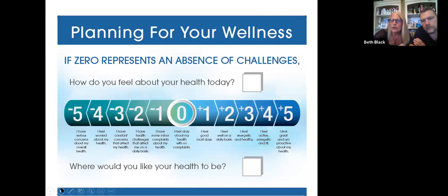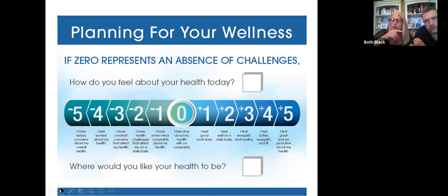So if 0 was the absence of any challenges, and I'm not going to do a poll on this one, but I want you to really poll yourself. If 0 is the absence of any health challenges at all, where do you see yourself right now today? Are you in the minus range? Are you in the plus range? Are you just a 0? And then where would you like to be going? And I encourage you, write that down.